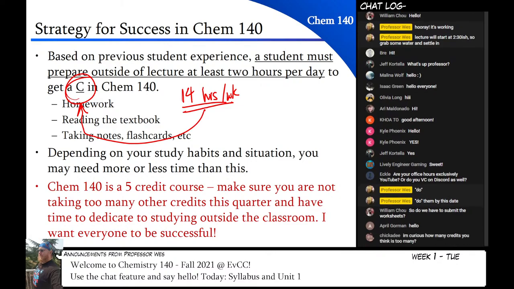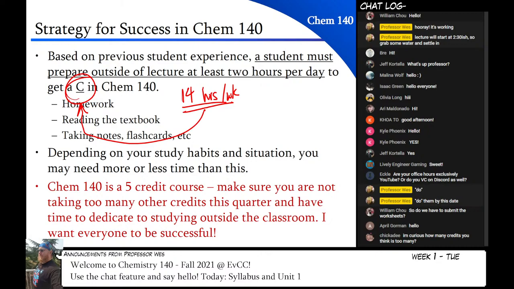And this sort of just correlates to what I said before. Make sure that you are doing the homework exercises, reading the textbook, taking notes, writing flashcards, doing whatever, etc. Now, depending on your study habits or your aptitude or your situation, you may need more or less time than 14 hours. If you are what I would call gifted, which is the word that was thrown about when I was in elementary school, we had the gifted and talented program for honors students, and you just pick up things like a sponge absorbing knowledge, then you might need less than 14 hours a week. That is perfectly reasonable.